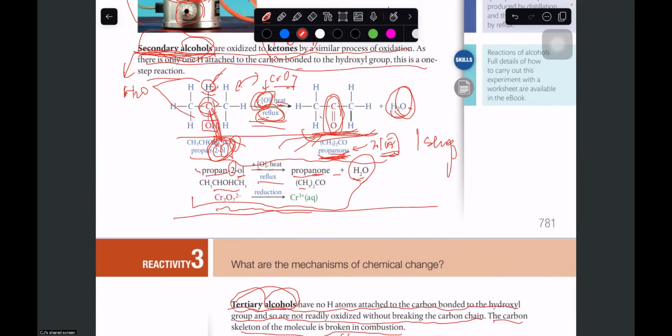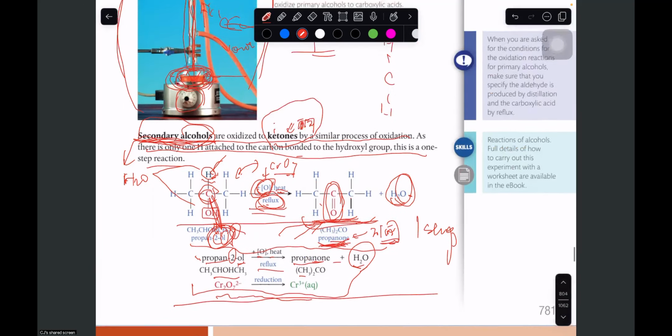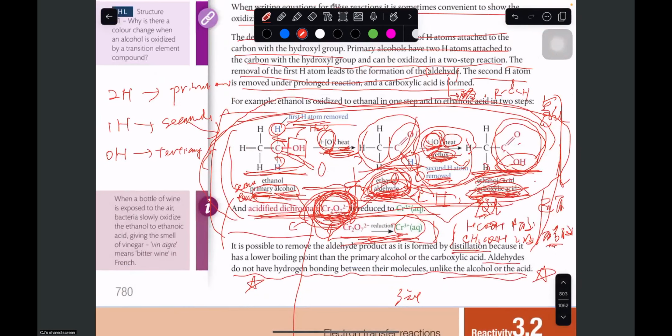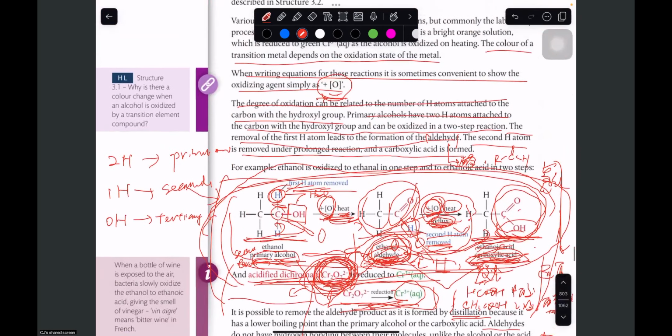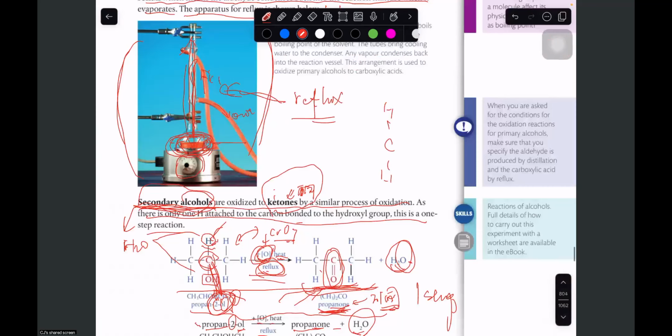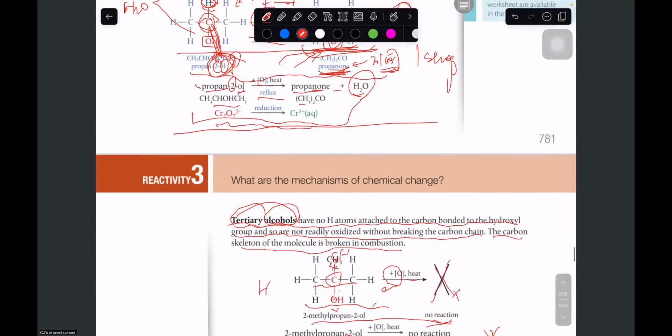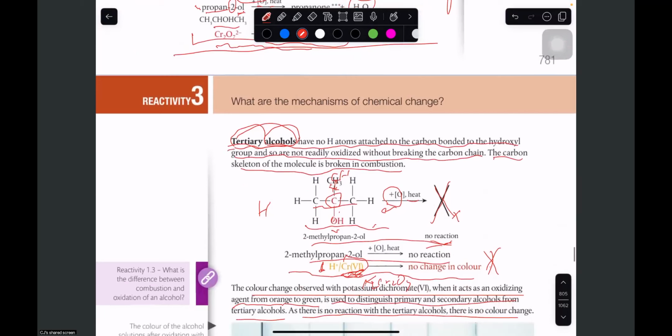Okay, did you have any question about this one? No. Okay, so we can see that every step we can remove one hydrogen. The primary alcohol, we need two steps to remove the two hydrogens and to get the oxygen, which is the process of oxidation. And the secondary alcohol, we only need one step to remove the only hydrogen. So we will move to the tertiary alcohol.